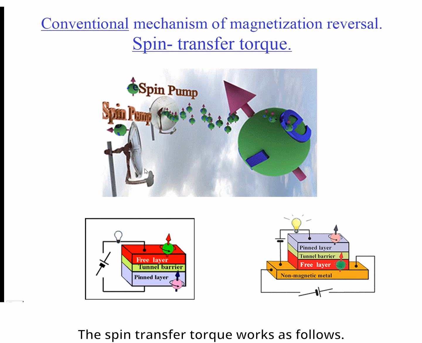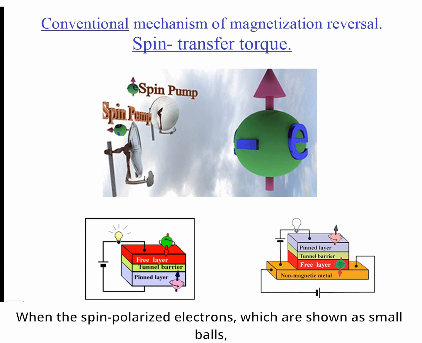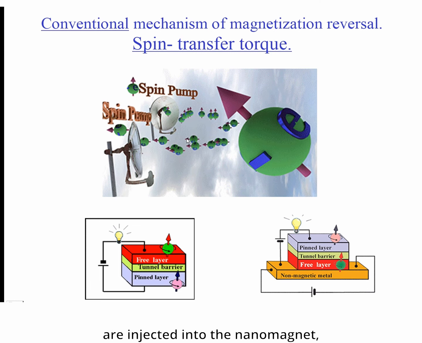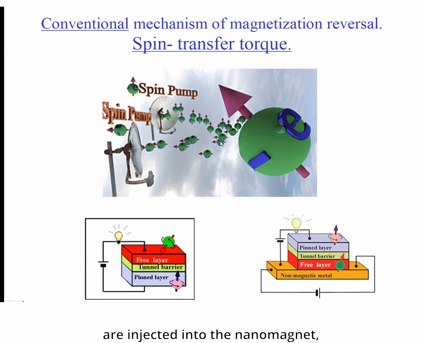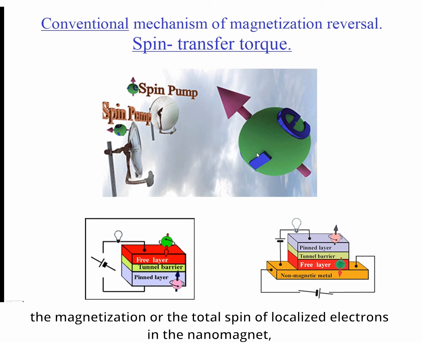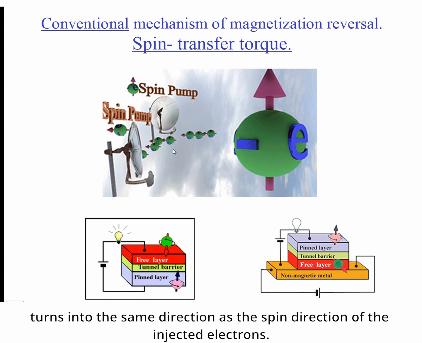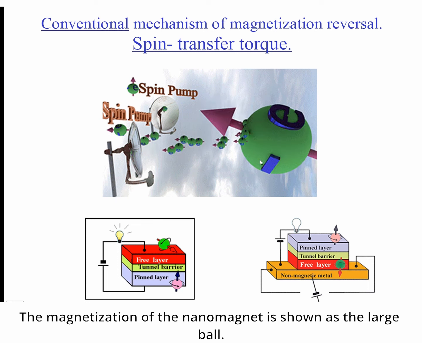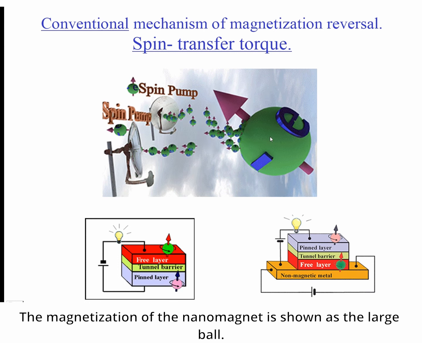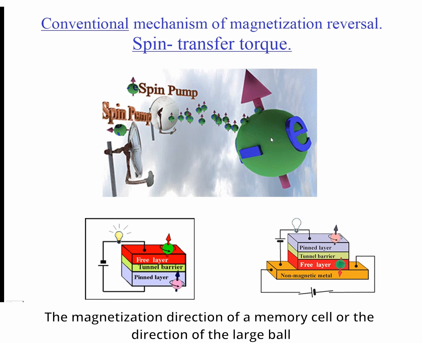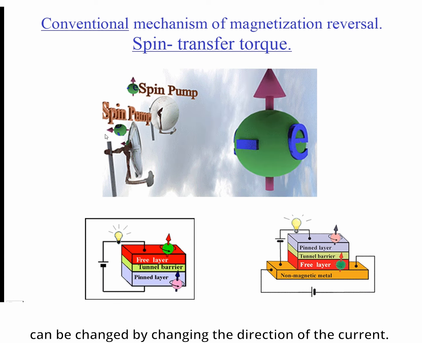The spin transfer torque works as follows. When the spin polarized electrons, which are shown as small balls, are injected into the nanomagnet, the magnetization, the total spin of localized electrons in the nanomagnet, turns into the same direction as the spin direction of the injected electrons. The magnetization of the nanomagnet is shown as a large ball. The magnetization direction of the memory cell, or the direction of the large ball, can be changed by changing the direction of current.